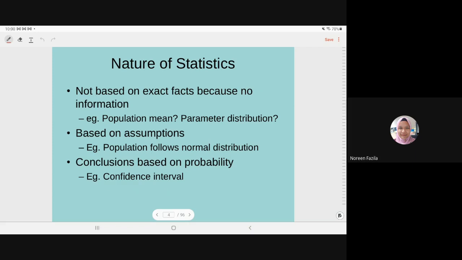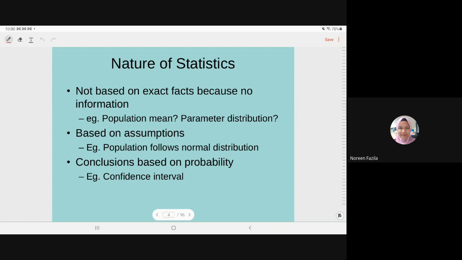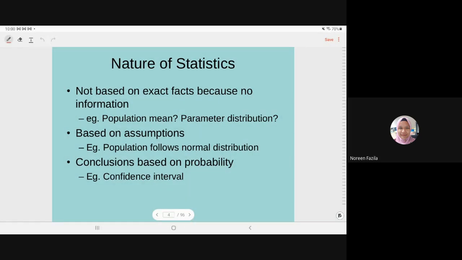So that is what we call a population mean. The population mean, because we measure each and every individual in the population. In this example, the population is the population of students of this class. So we measure each and every individual, total it up, and then divide by the number of individuals. So that is exactly the population mean, and it is exact.